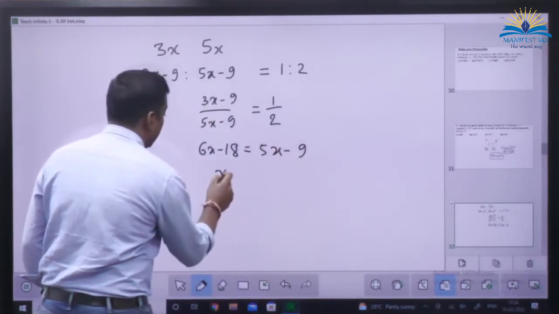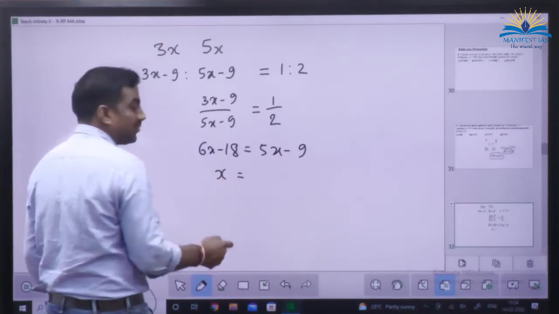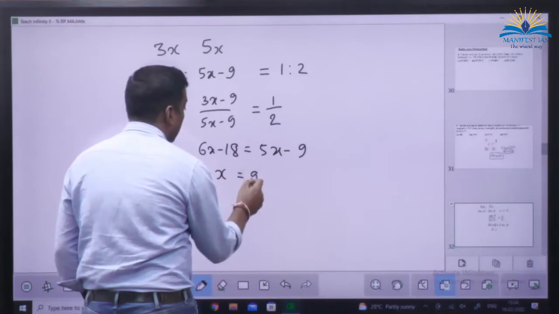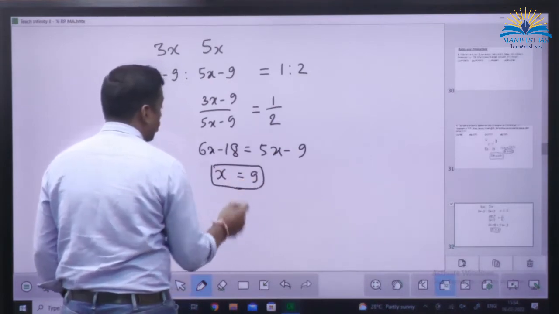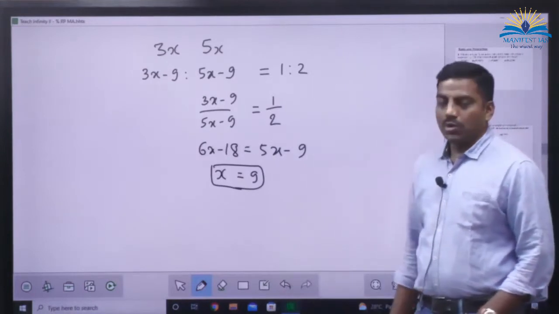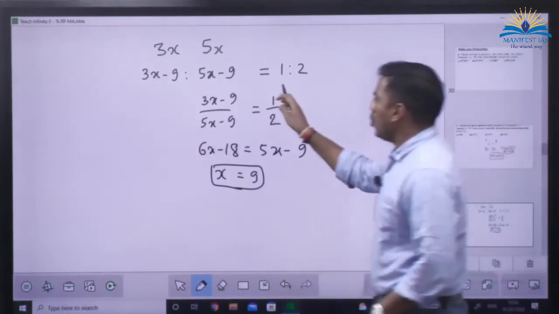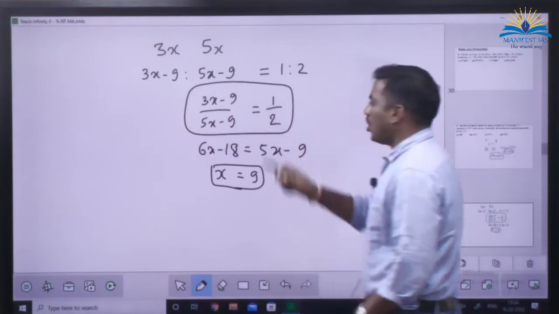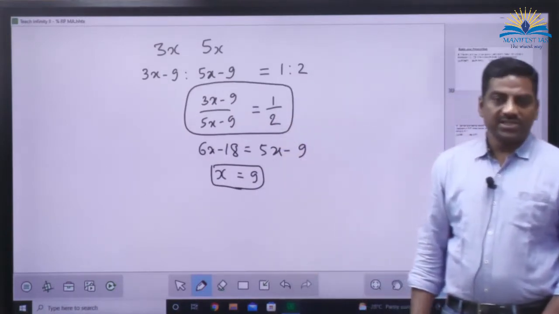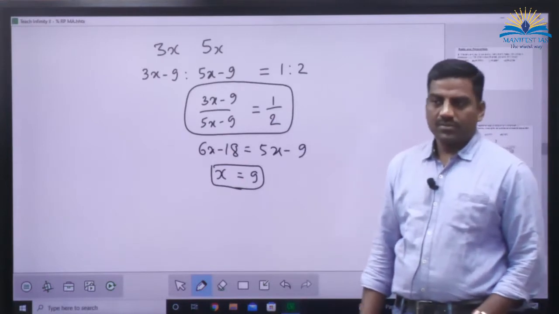Bring x this side, it will become x. 6x minus 5x is equal to x. Minus 9 plus 18. x is equal to 9. Simple problem. The only thing you should know is how to write this. If you know how to write this, this is an equation in one variable, and we can get the answer. Yes? Yeah?